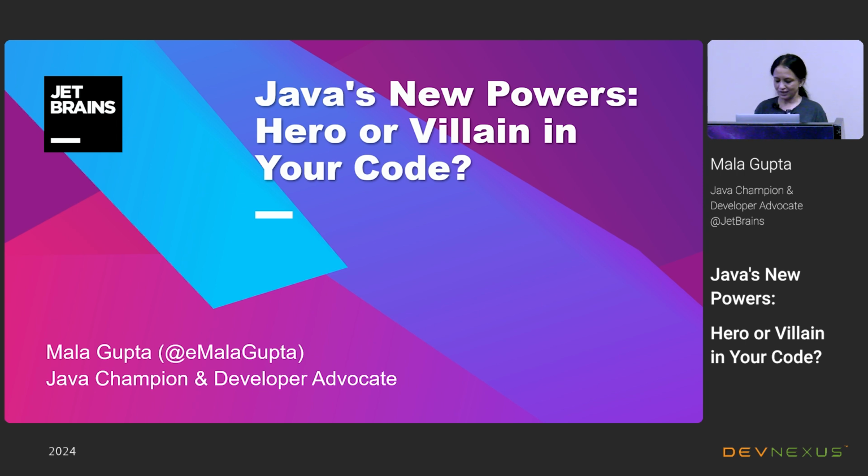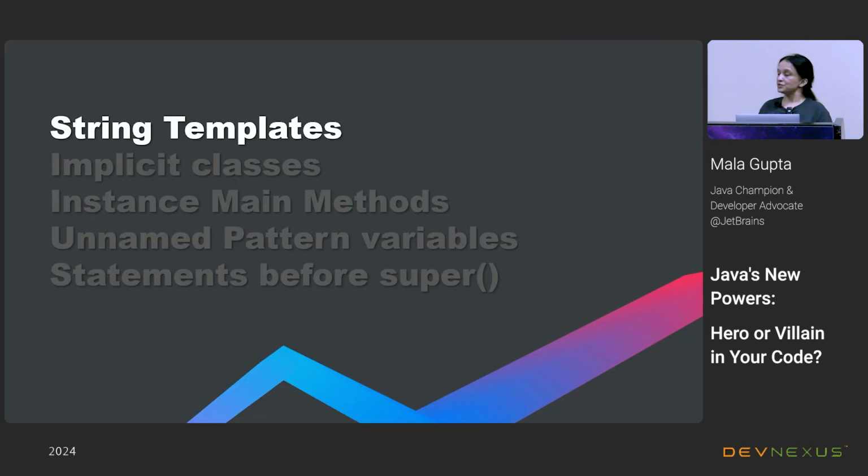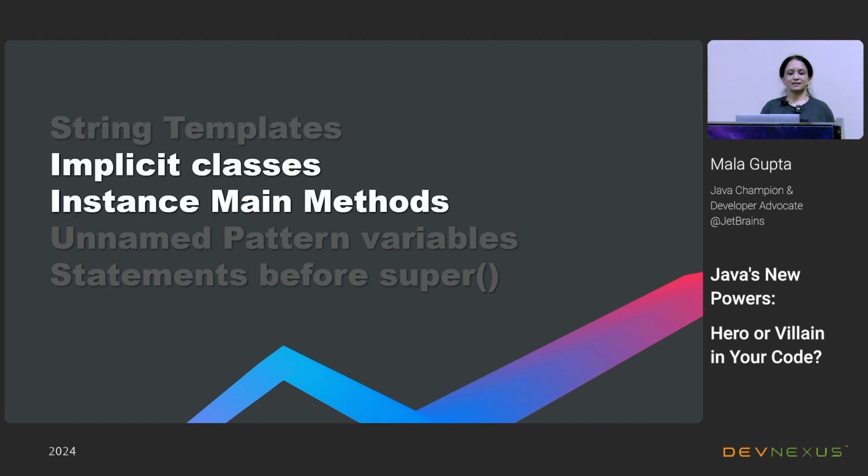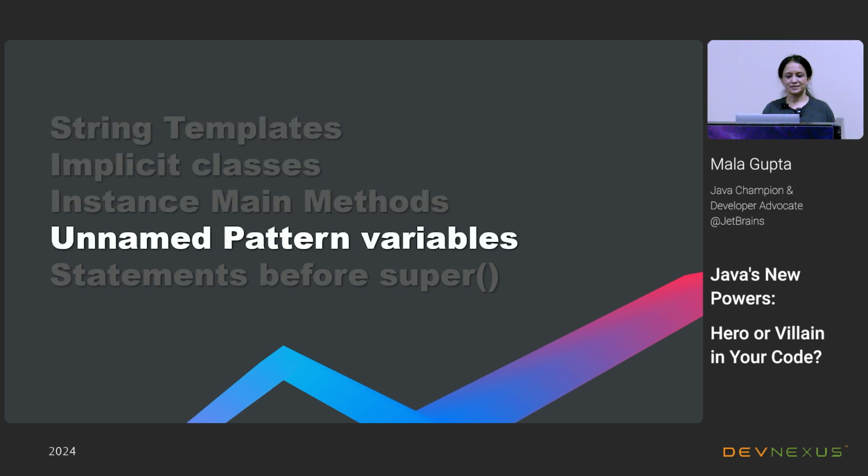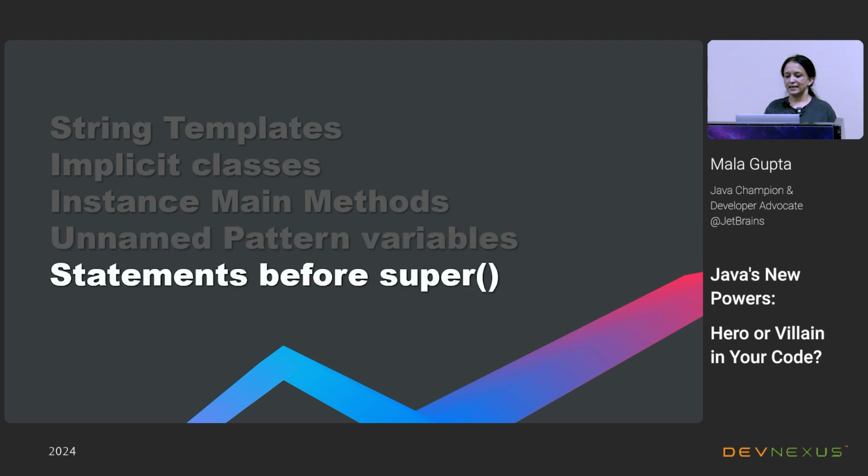I'll be talking about a couple of new Java features like string templates, implicit classes, instance main methods, unnamed pattern variables, and statements before super. Has anyone been using any of these features? Lovely. 2, 3, 4, 5, hello, yes. Okay, that's good. Then that's okay.